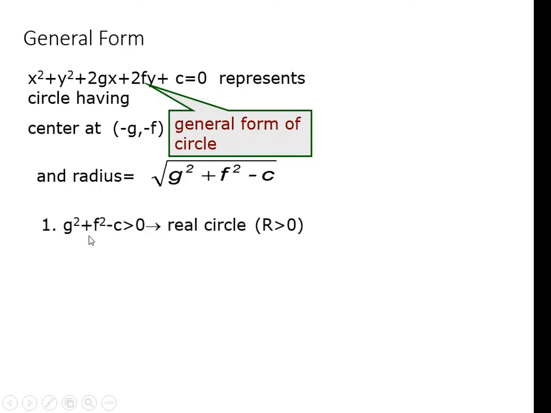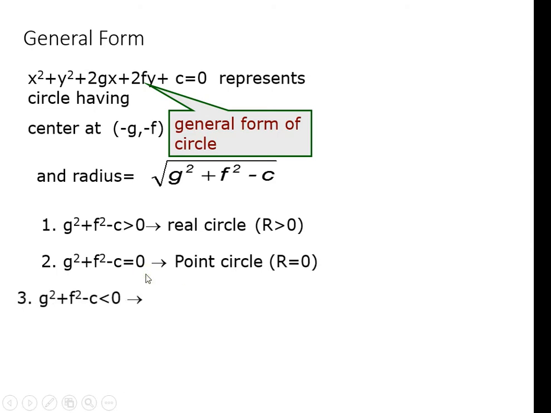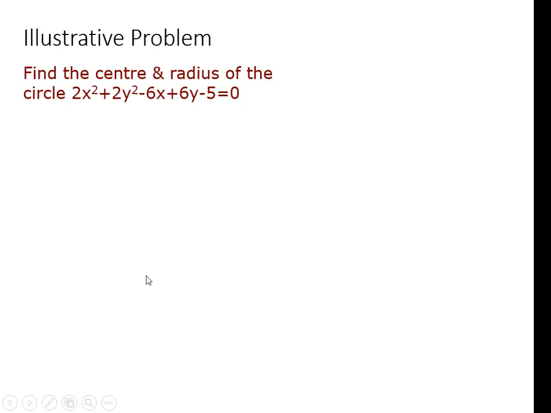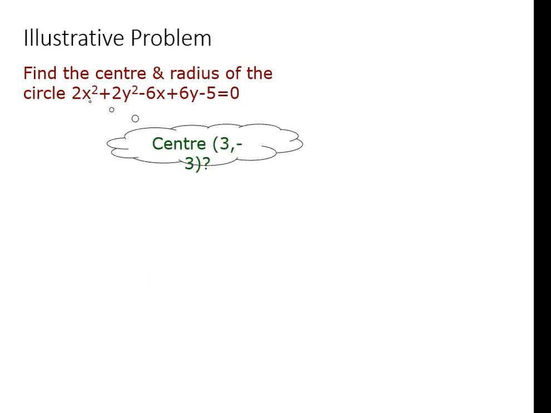So if g square plus f square minus c is greater than 0, this means a real circle, and if it is 0, that means a point, and if it is less than 0, that means it's an imaginary circle. So come to some example. Find the center and radius of the circle.